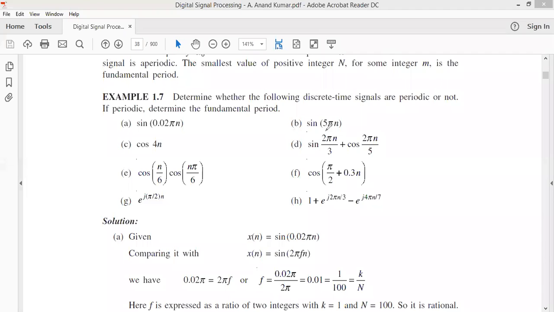Okay, here also you just compare this equation with sine 2 pi f n. So then what is the f value? Can you tell me what is f? Compare this with sine 2 pi f n. Then tell me what is f?